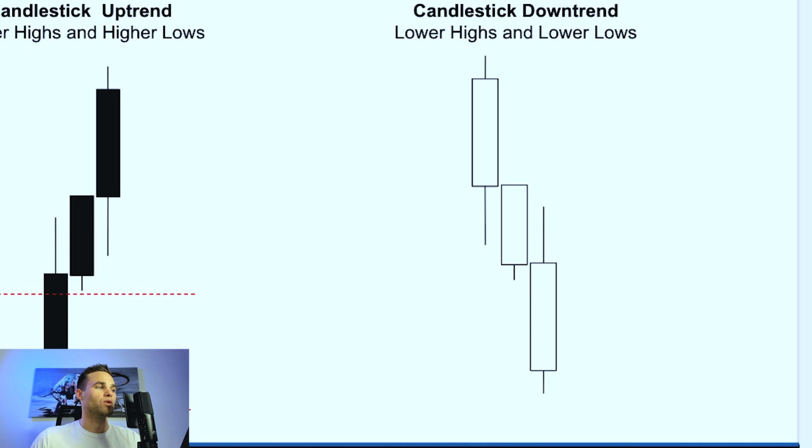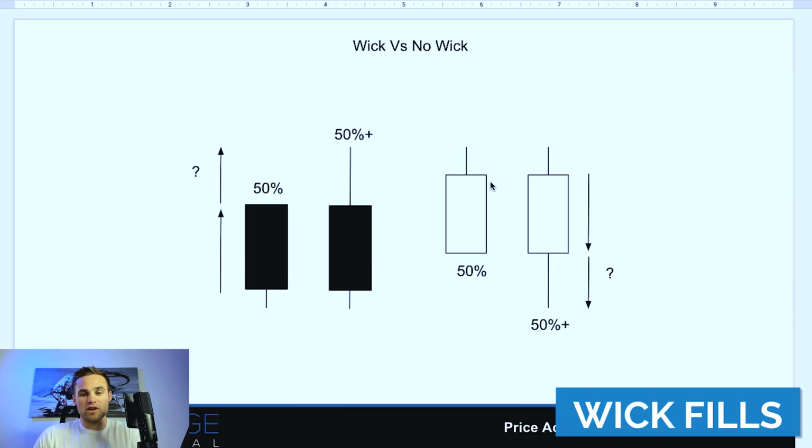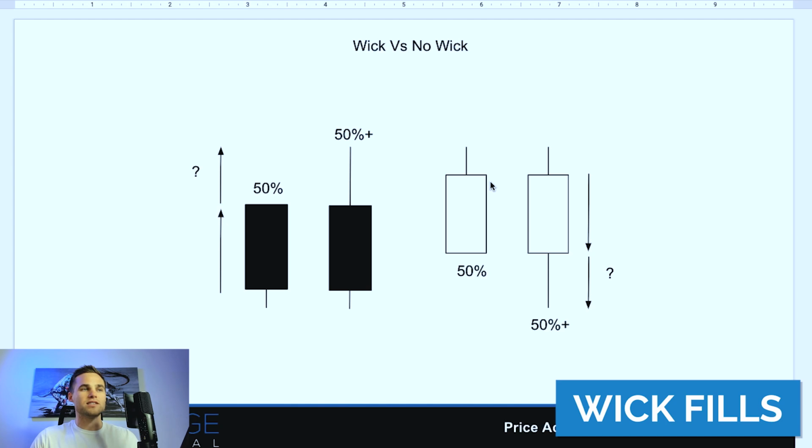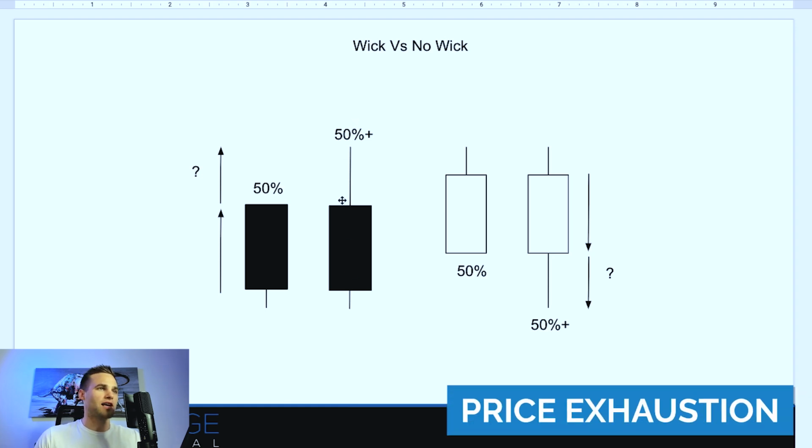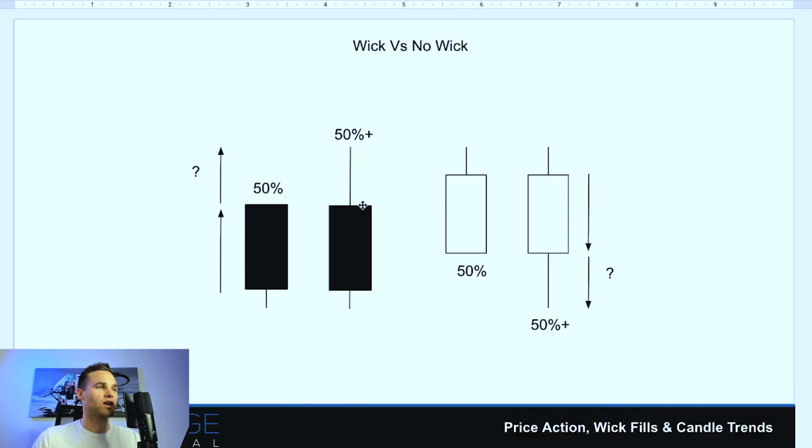Now, here's something interesting, okay, called Wick Fills, which was a new concept to me when I first heard about it. But usually I thought that when you see a big long wick, it means that there's price exhaustion happening, where price tried to go higher and it couldn't go higher than this, and price came back down and it settled right here, right? So it showed that there was exhaustion, that price didn't want to go there.